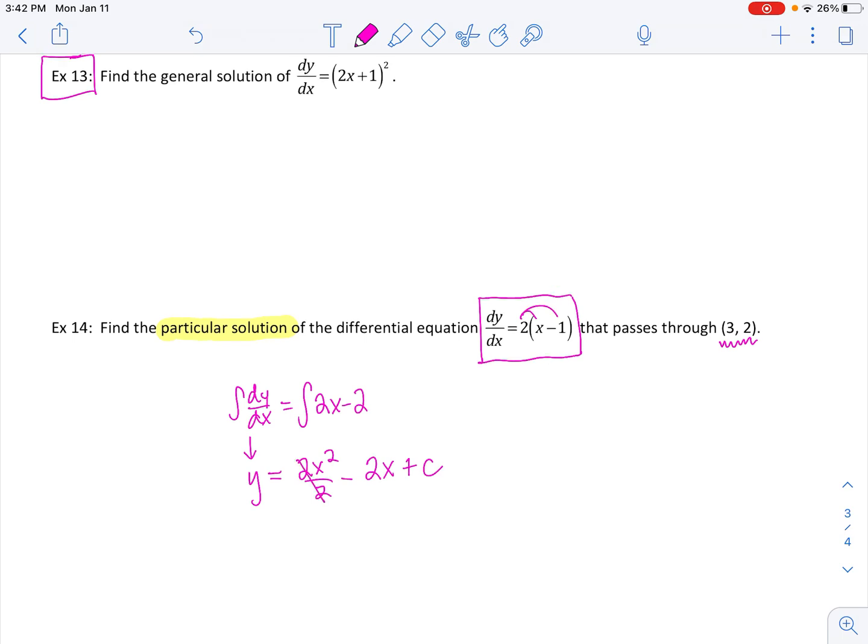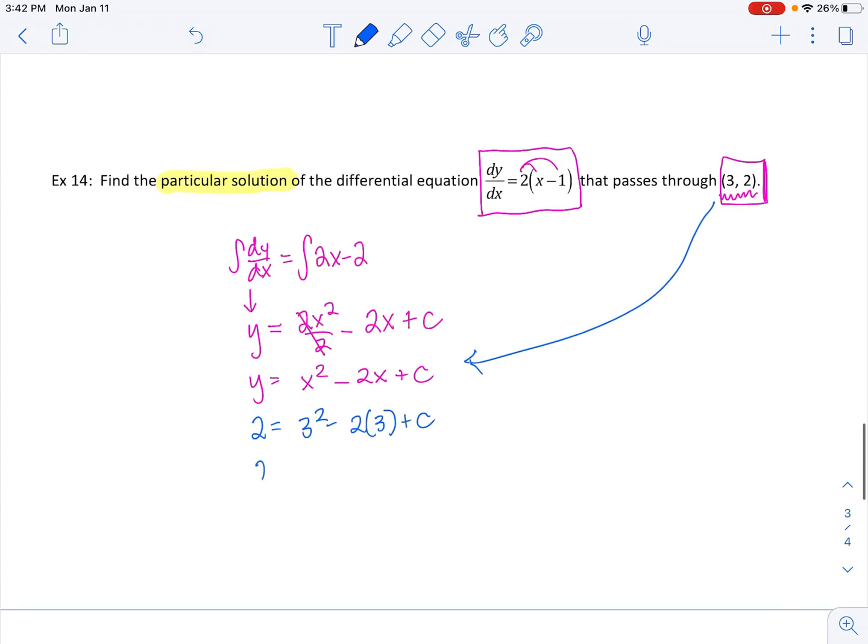I can cancel those. So my general solution is y equals x squared minus 2x plus c. But now I have a particular solution where I'm going to take the point (3, 2) and plug that in. So 2 goes in for y, 3 goes in for x, and I'm going to solve for c. So 2 equals 9 minus 6 plus c, 2 equals 3 plus c. Looks like negative 1 equals c.